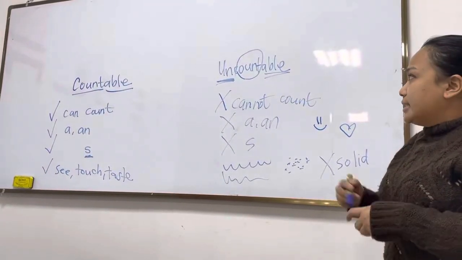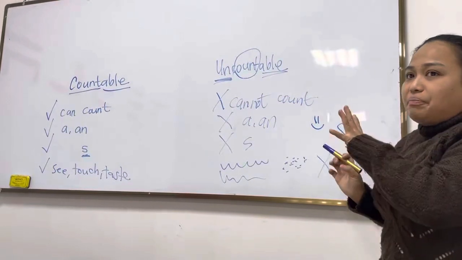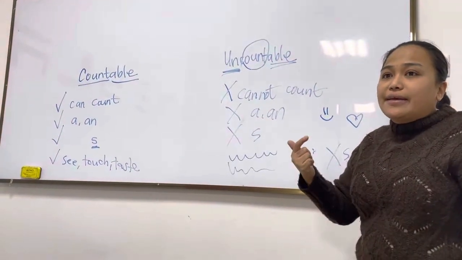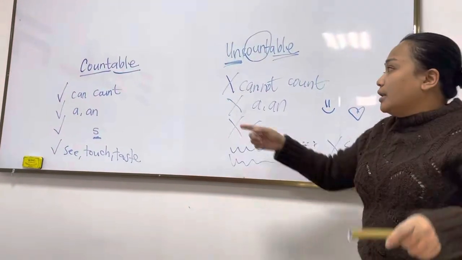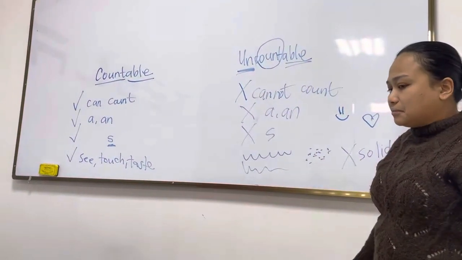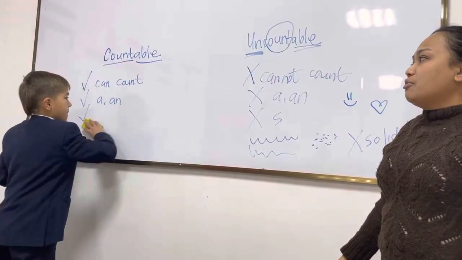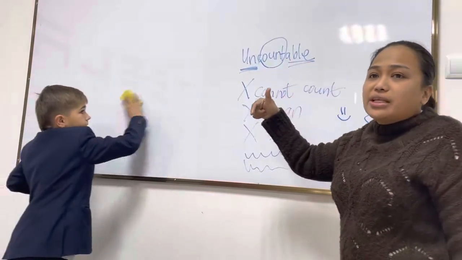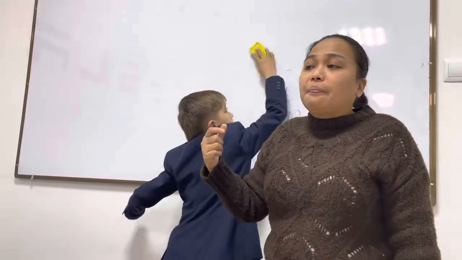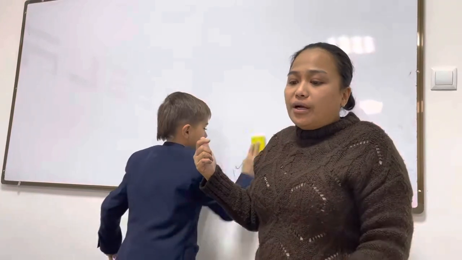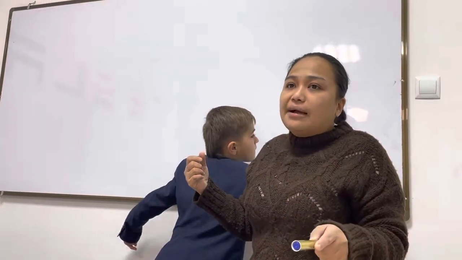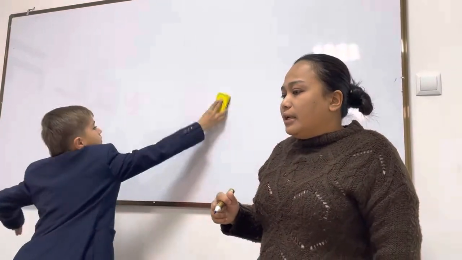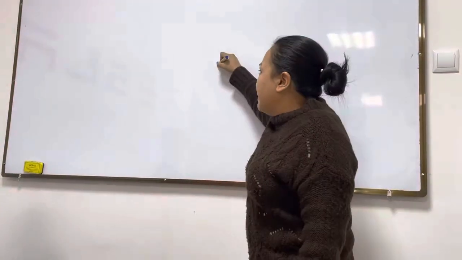So these are about the general topic of countable and uncountable. But I want you to pay close attention to the next topic. There are some words that are countable in other languages but uncountable in English, okay? I will teach you about the words that are countable in other languages but in English, uncountable. Okay, let's start. Information.